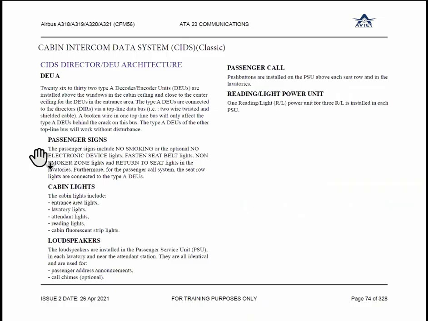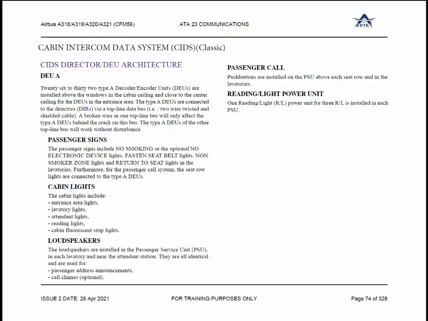So decoder encoder unit A. Now numbers I'm not concerned about. In the training material, they say that 26 to 30 DUA are installed above the window in the cabin and close to the center ceiling, DUA in the entrance area. The type DUA are connected to the director by top line buses, twisted pair cables. Broken wire in one top line will only affect the DUA behind the crack, behind the damage, or after the damage. Before the damage, it will not affect. They all keep on working.